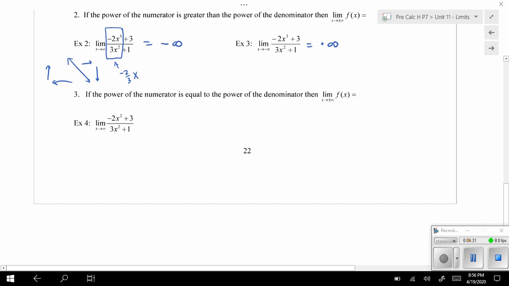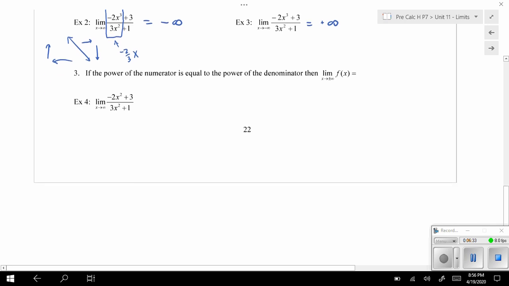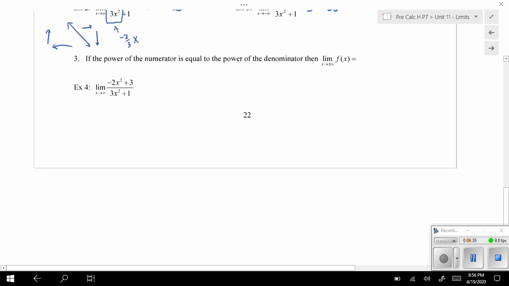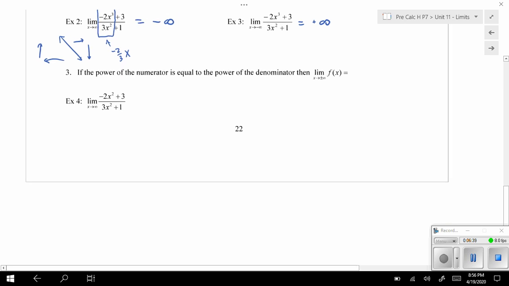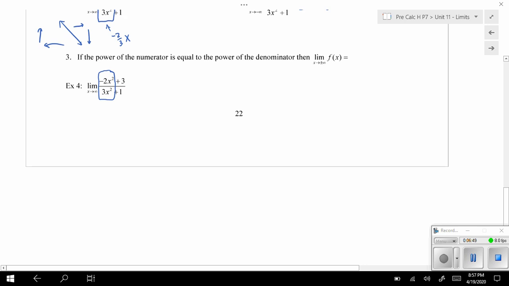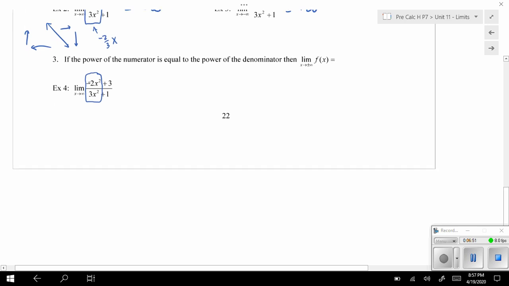All right, last one here, number 3. We have equal degrees. So I have negative 2x squared plus 3x squared plus 1. I really only need to focus on those because that kind of determines what's happening for the end behavior. And I could just, again, do properties of exponents and see that that comes out to be negative 2/3.